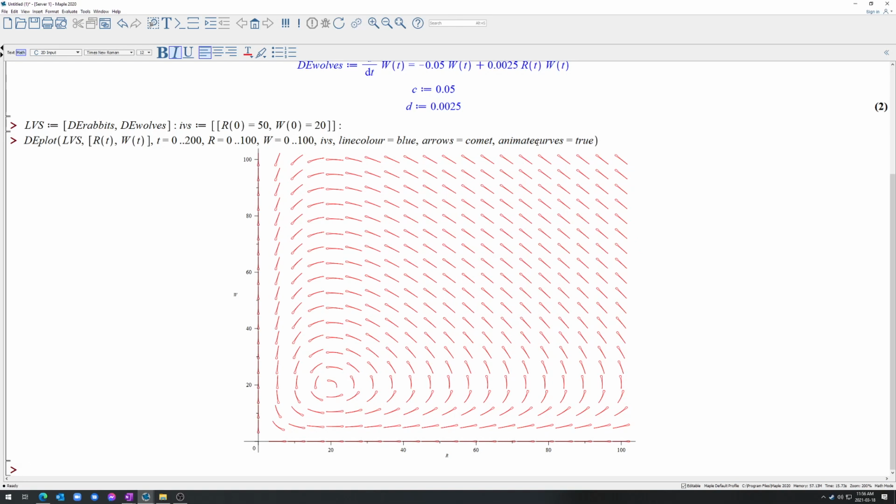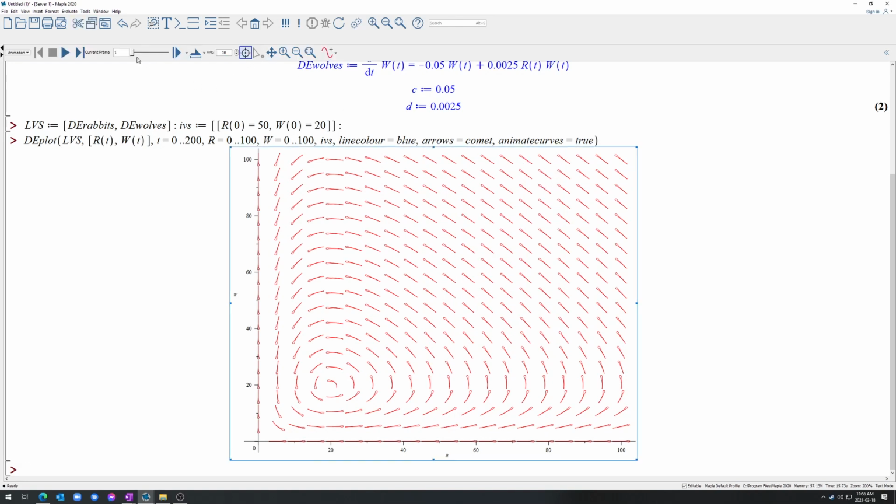Okay, I've got my animate curves equals true here now. So let's go and plot this, and you'll see, there you go. That's really what's happening. You can see this animation. You can maybe repeat that again. That is what's happening to our population of wolves and rabbits. You see we're increasing in wolves, decreasing in rabbits, then decreasing in wolves, then increasing in rabbits, and coming back to where we started. But we're never spiraling out of control, ending up with no wolves or no rabbits. So it seems like a fairly stable sort of solution.